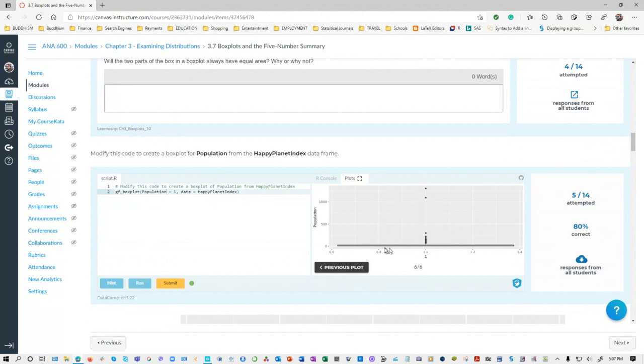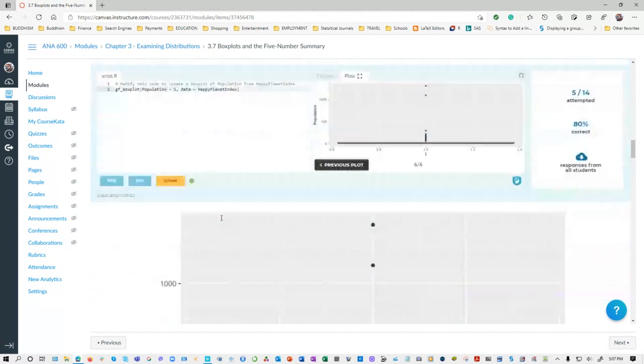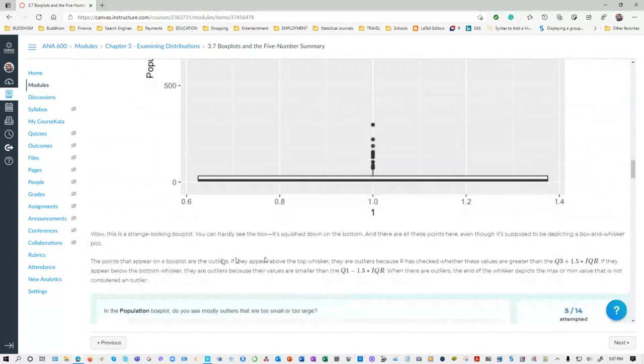See, it's very thin. The box height is very thin. IQR, see, very thin. Wow, this is a strange looking box. You can hardly see the box. It is squished down on the bottom, and all these points are here, even though it's supposed to be depicting the box and whisker plot.